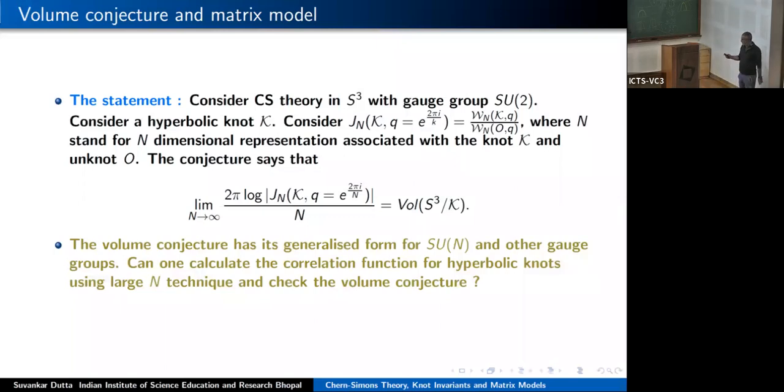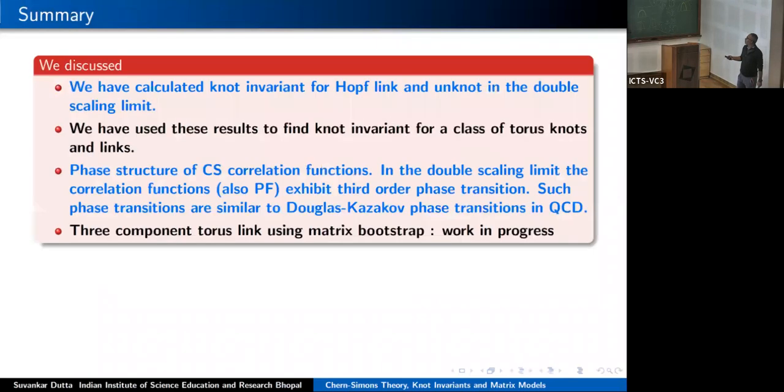I think it's more than an hour, so I will stop here. Before I stop, the summary is we have calculated knot invariants for Hopf link and unknot in the double scaling limit. We have used these results to fix knot invariants for a class of torus knots and links. We have also discussed the phase structure of these correlation functions. In the double scaling limit, the correlation functions and the partition function exhibit a third order phase transition. Such phase transitions are similar to the Douglas-Kazakov phase transition, one observed in two-dimensional QCD.